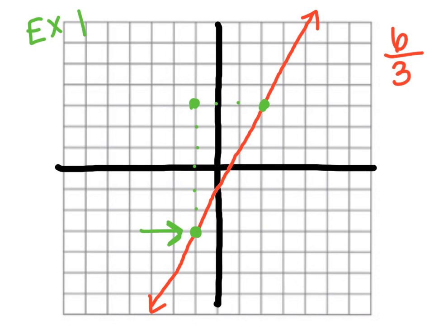And finally, if we can, we need to reduce. So in this case, we can reduce. 6 over 3, 6 divided by 3 is equal to a positive 2. So the slope of this line is a positive 2. You should be able to tell just by looking at it that the slope is positive because it's going up as you go from left to right.